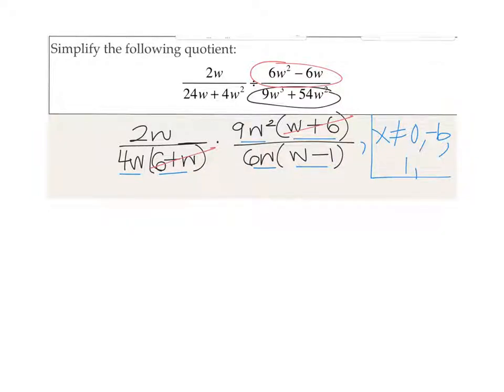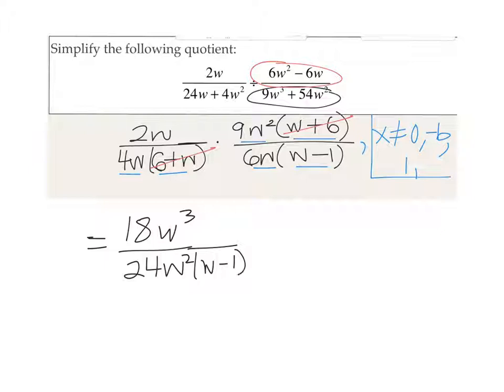So, like I was saying yesterday, it's up to you how you'd like to do this. There's two different ways. One way is to, at this point, finish multiplying what's left on both the top and the bottom. So here, it's 18w cubed on top and 24w squared and w minus 1 on the bottom. That's one way, and then you can simplify from there.